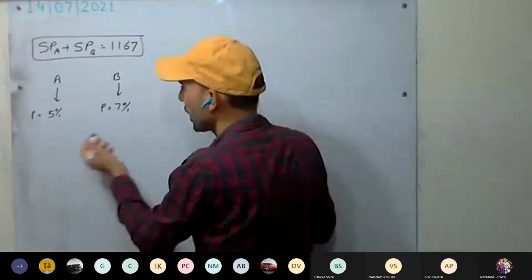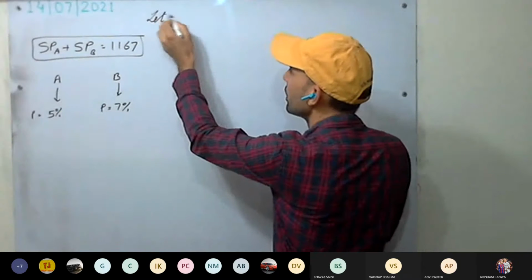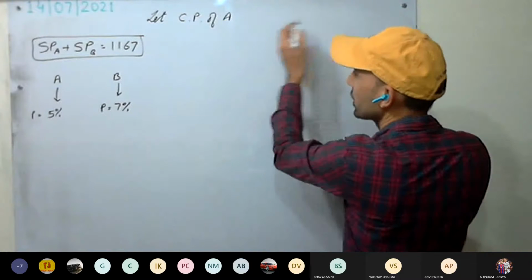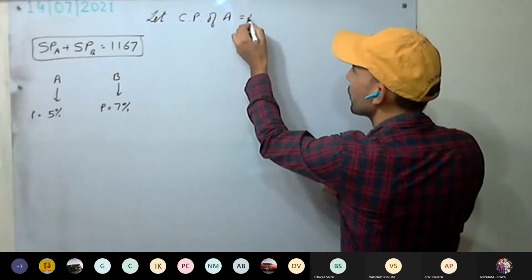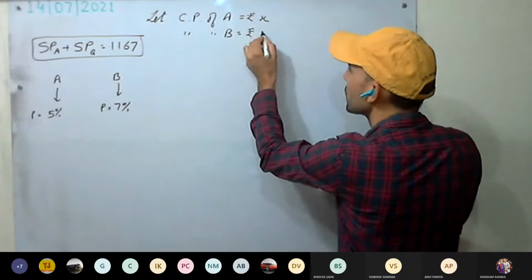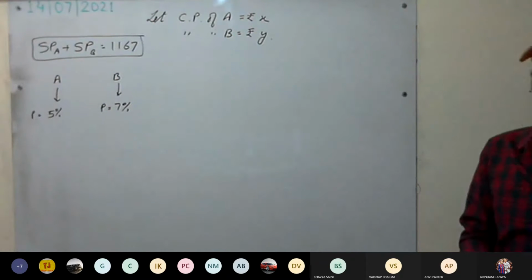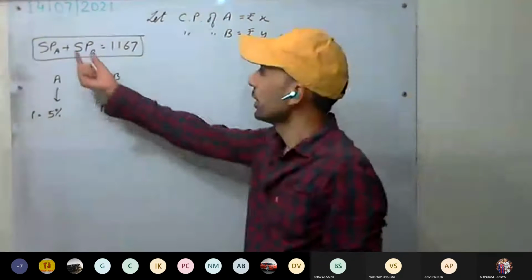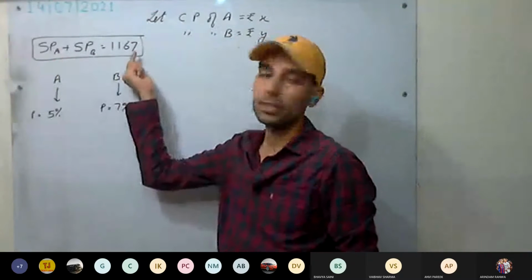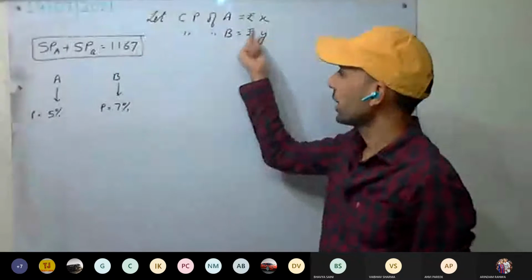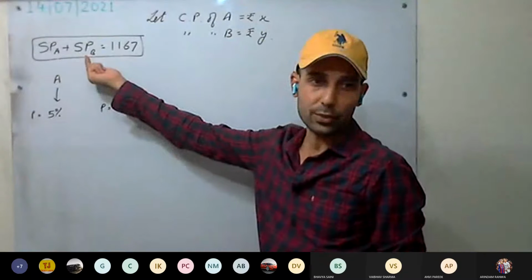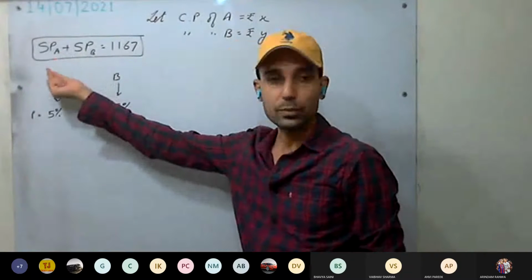So we will start the question like this. Let the cost price, that is CP of A and B, be X and Y respectively, or you can write CP of A equal to rupees X and CP of B equal to rupees Y. Okay, we have taken them. Now you need to calculate selling price of A, selling price of B. Then we can have this equation, yes or no? So in terms of X, we can calculate selling price of A, and in terms of Y, we can calculate selling price of B. So we get one equation in terms of X and Y.